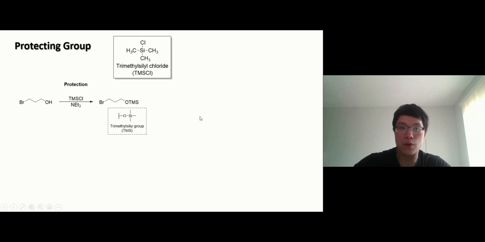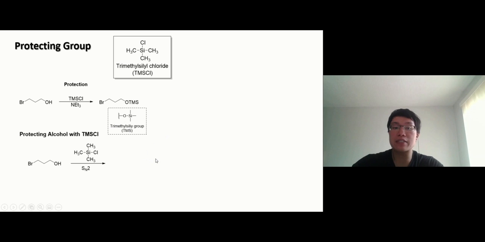Let me show you how it works, all right, with the protecting group. So the popular protecting group for an alcohol is trimethylsilyl chloride, or TMSCl. Okay, so we're going to add TMSCl in the presence of triethylamine. So put a trimethylsilyl group on the oxygen right there. Looks something like that. All right, and then the mechanism is really simple.